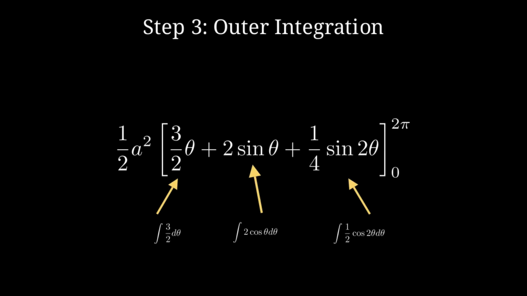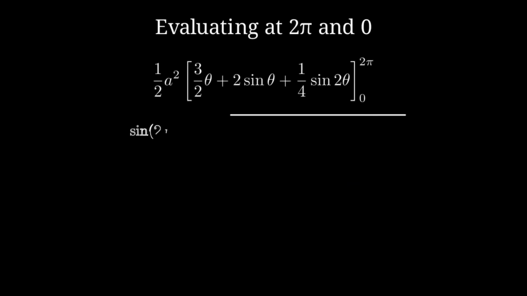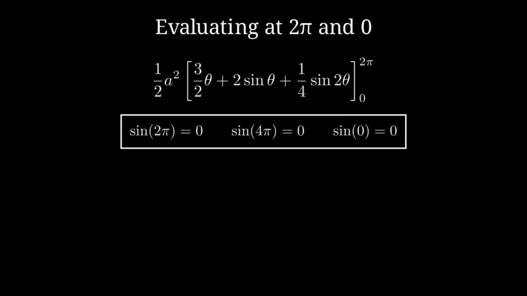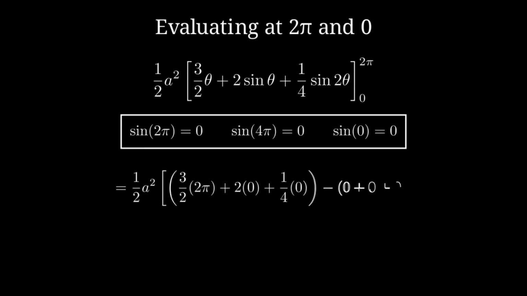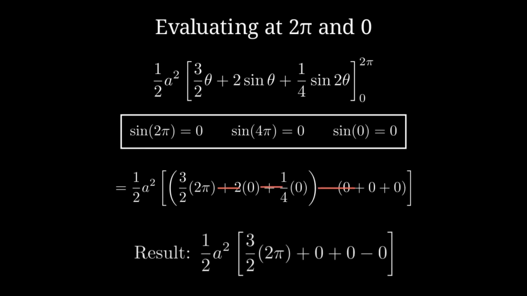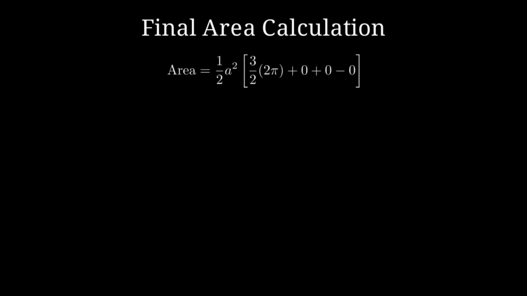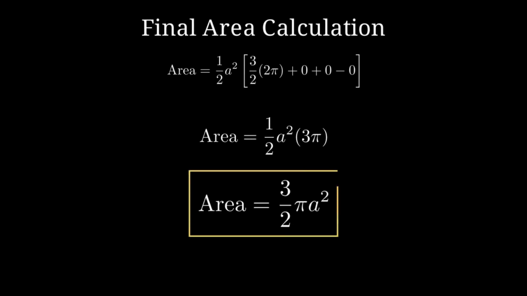We are now ready to evaluate at the limits. When we plug in our bounds, a beautiful simplification occurs. Sine of 2 pi, 4 pi, and 0 are all 0. This means the periodic parts of the curve cancel out over the full rotation, leaving only the linear theta term. Multiplying 1/2 a squared by 3 pi, we find the final area. The total area enclosed by a cardioid with parameter a is exactly 3 halves pi a squared.